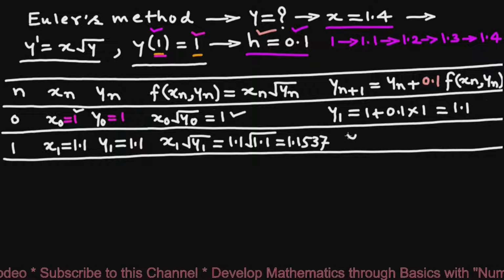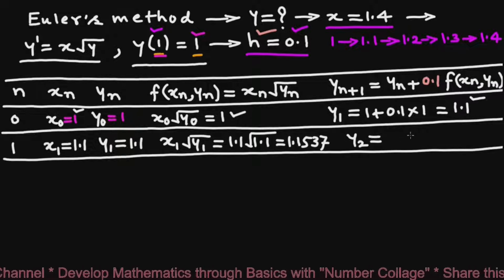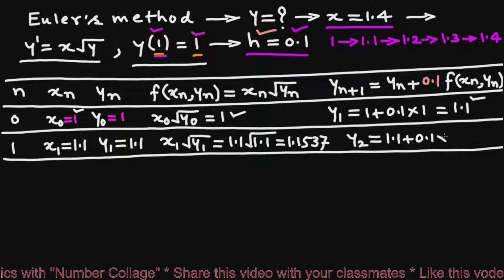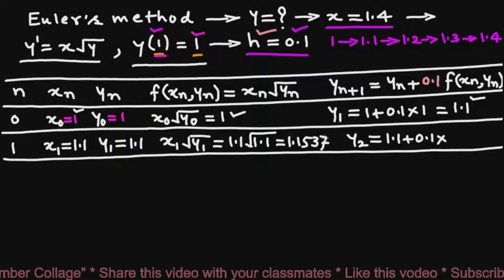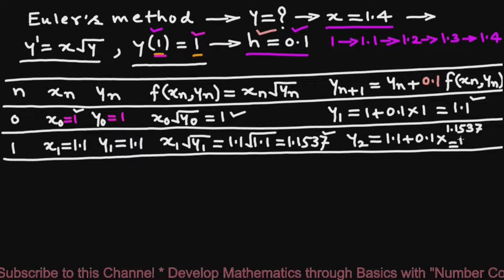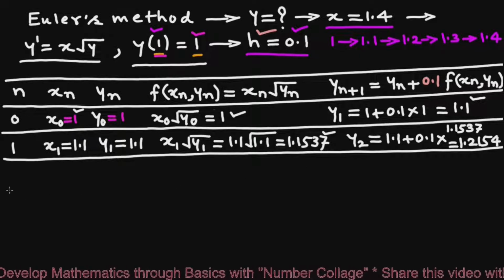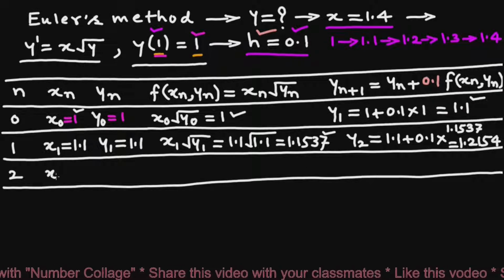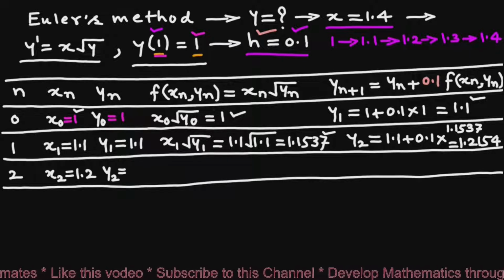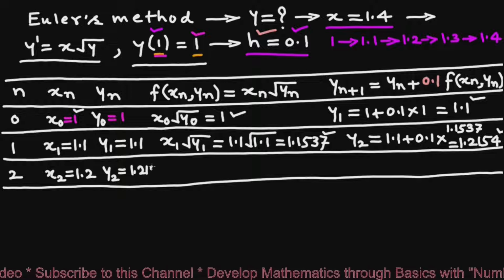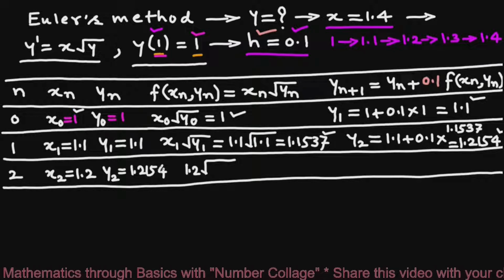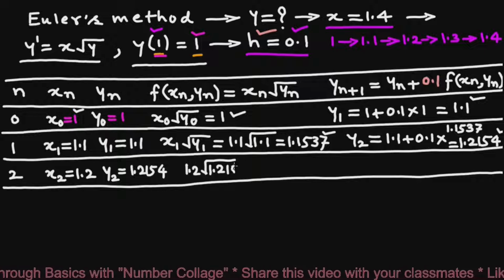Next y2, that will be y1, which is 1.1, plus h 0.1 multiplied by x1 square root of y1, 1.1537, that will be 1.2154. In the next row n will be 2. x2 will be 1.1 plus 0.1. y2 is this 1.2154. Next x1 1.2 square root of y1, which is 1.2154.